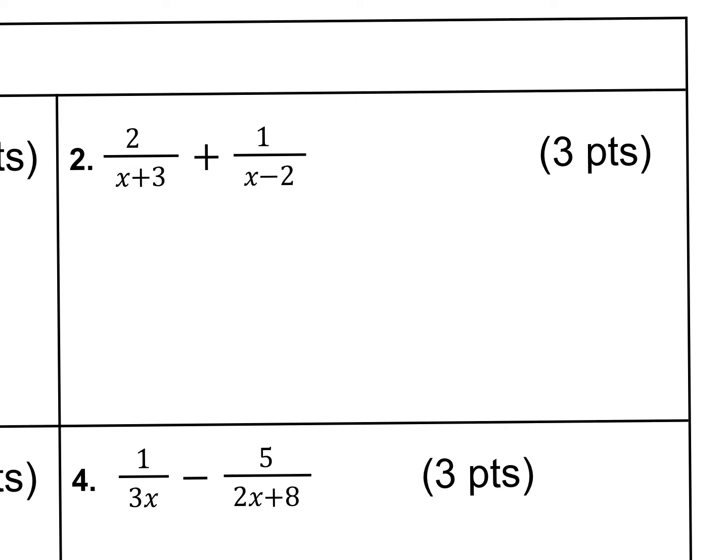Number 2. Okay, are those the same denominator? No, they are not. What are they? Binomials. Are they the same? So I need to have both of them, right? I need both. So my common denominator is going to be x plus 3 times x minus 2 for both.